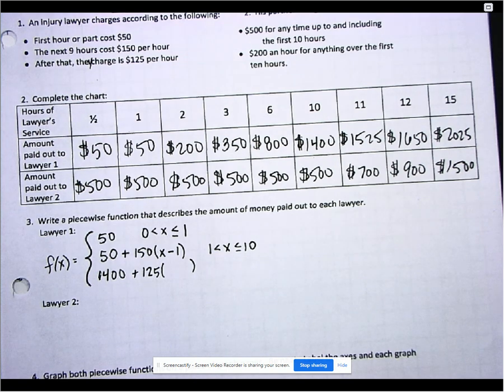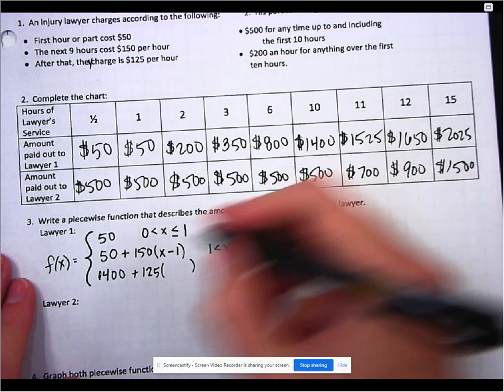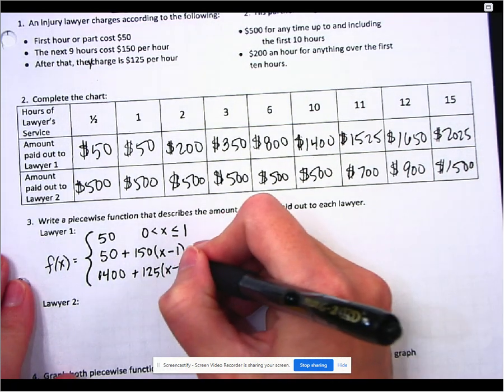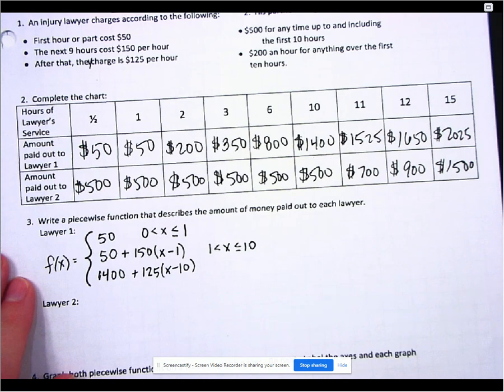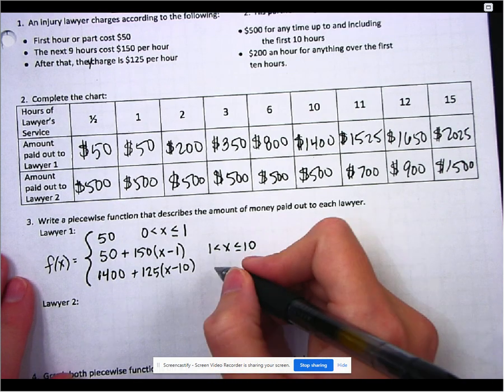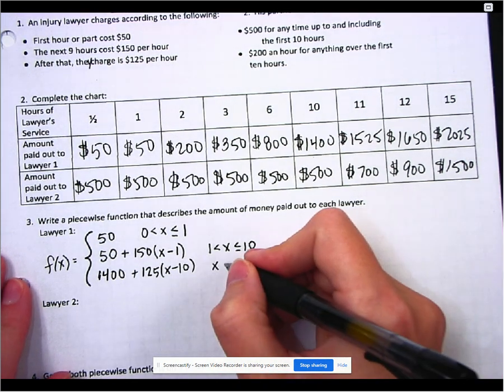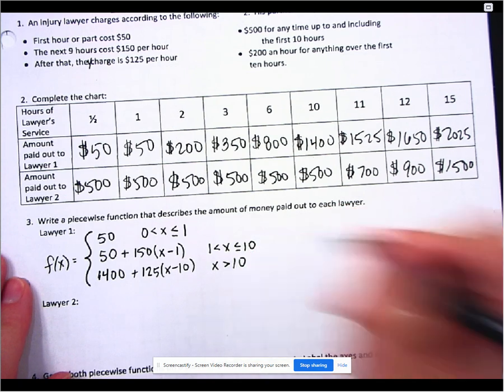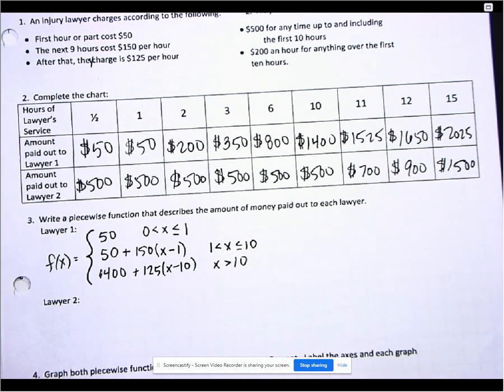Right, so because we've already paid this lawyer for 10 hours, we don't want to double pay them for 10 hours. So each hour after that would be represented by x minus 10. All right, and then that's just going to be for all the hours greater than 10. Okay, so that definitely gets a little tricky.